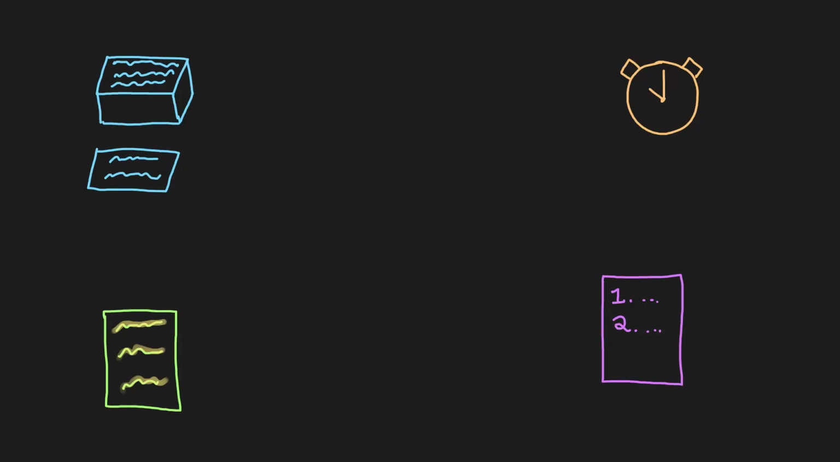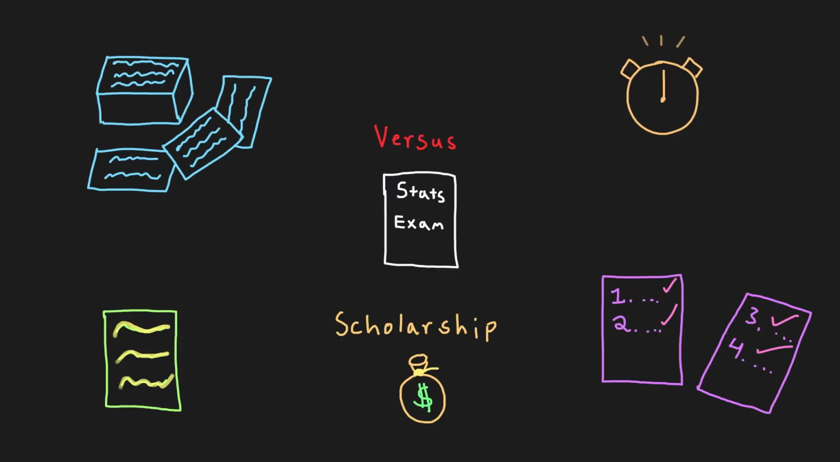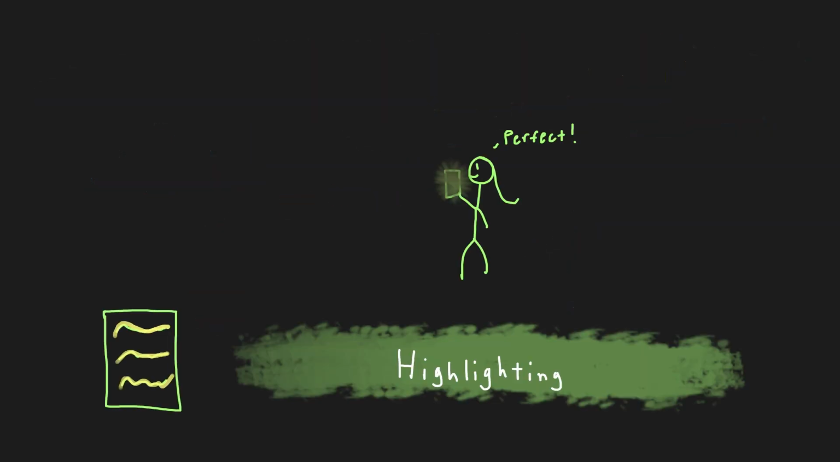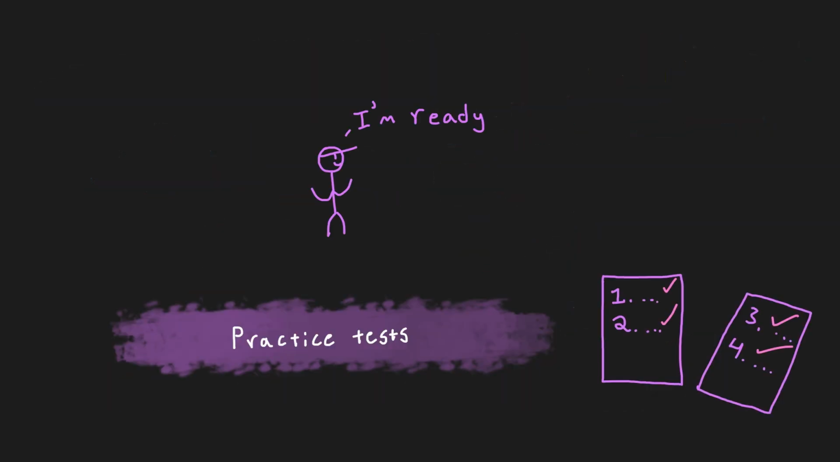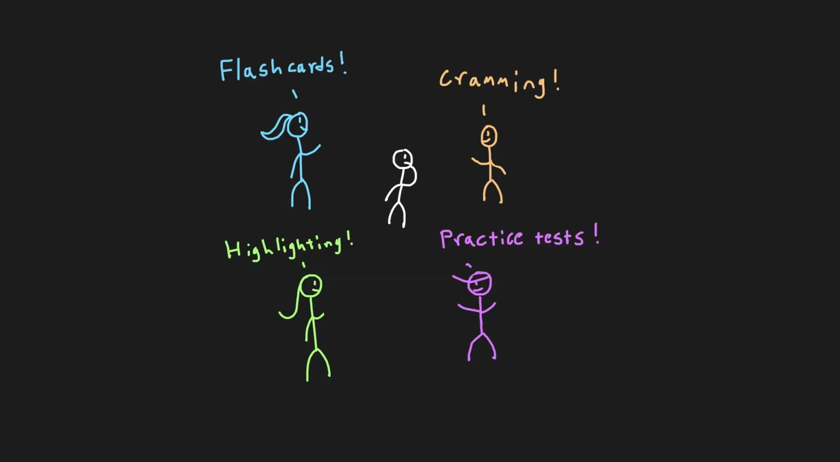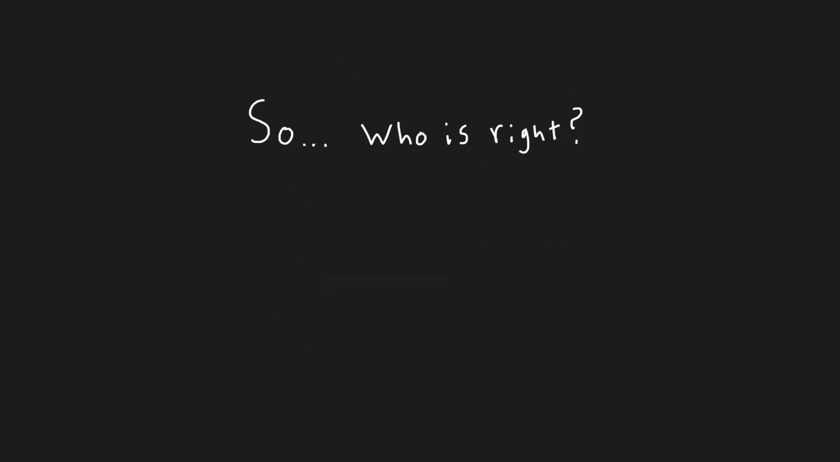4 study methods, 1 stats exam, and a scholarship on the line. Alice swears by flashcards, Bob crams, Yvonne highlights everything, and Zed does every practice test he can find. They're all convinced their method works best and are confident enough to bet their grades on it. So how do we actually begin to figure out who's right?